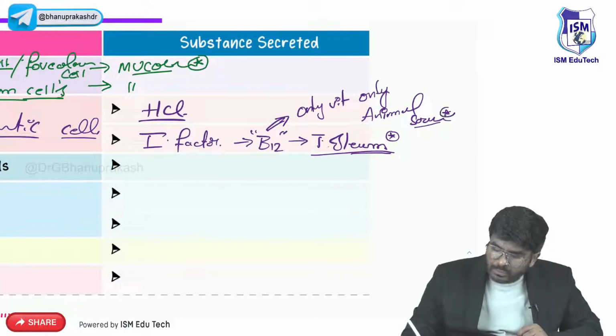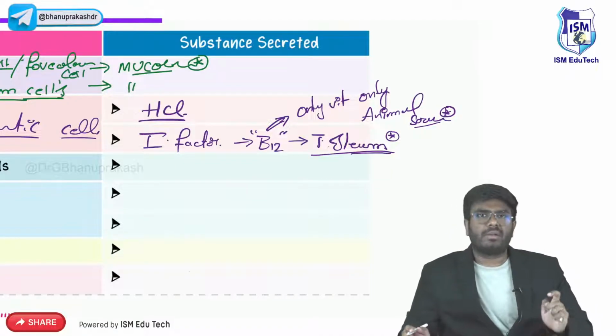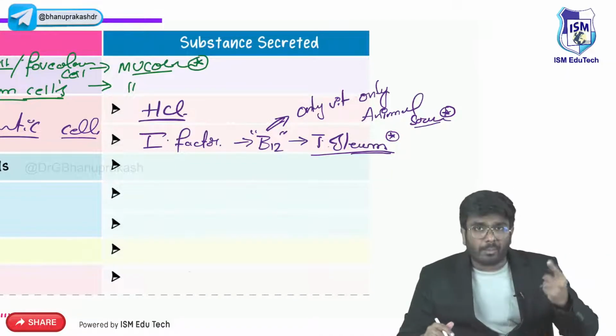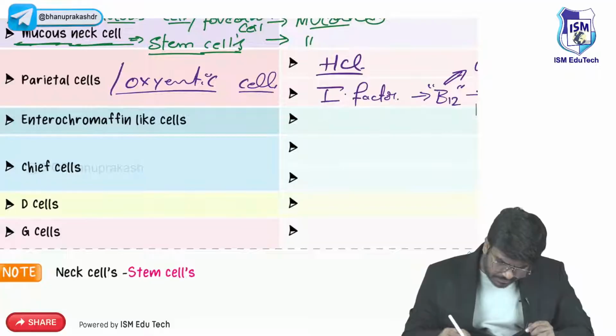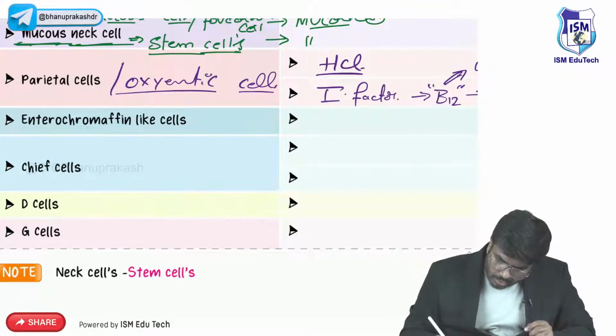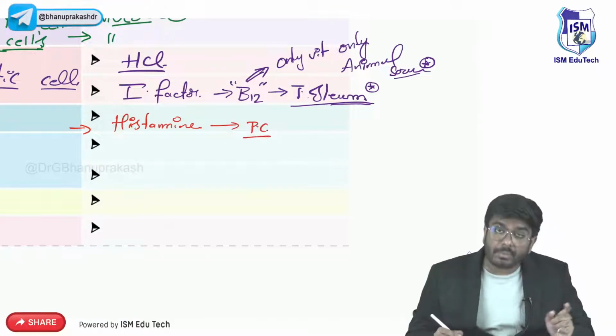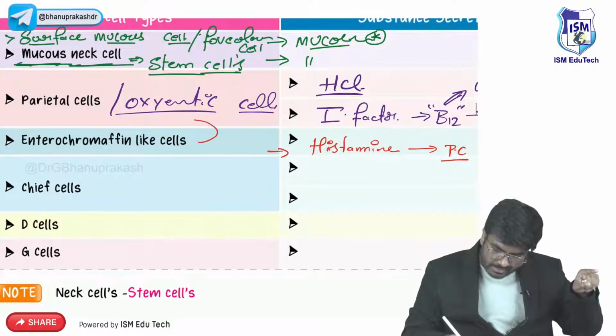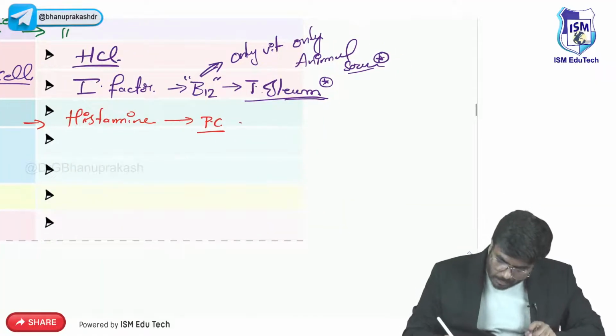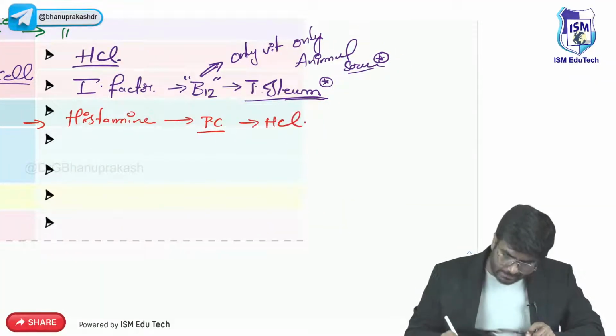Means you can get vitamin B12 only from animal sources, like milk, curd, ghee or meat. Next, the enterochromaffin-like cells. The enterochromaffin-like cells in the gastric gland produce something called histamine. This histamine will go and act on the parietal cells. So now parietal cells will produce the HCl.